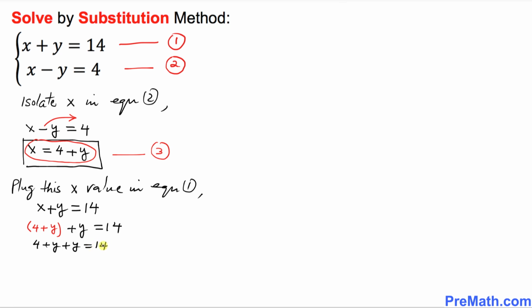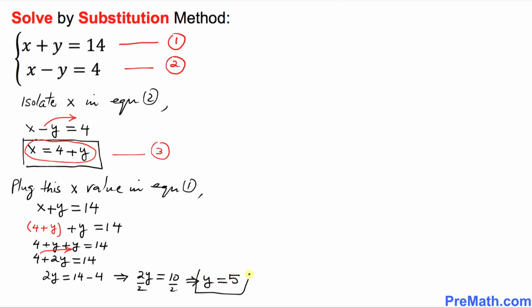equal to 14. So this is going to become 4 plus, combining these two like terms, 2y equal to 14. Let's move this 4 to the other side. So we are going to get 2y equal to 14 minus 4. And if we go any further, this is going to become 2y equals 10, since 14 minus 4 is 10. Let's divide both sides by 2. That means y turns out to be simply 5.